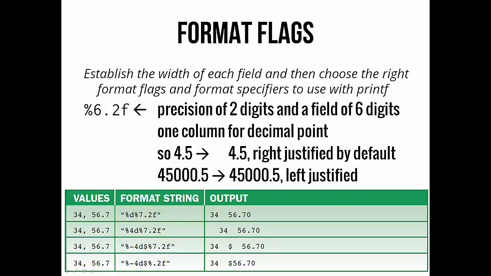But if you look at 45,000.5, on the other hand, that's actually bigger than the field that we specified for it. That's bigger than the 6-column field that we had said we were going to use. So it ends up not getting right justified. It ends up left justified. In general, when the width of the field is less than or equal to the string representation of the number, the string ends up getting left justified. And that same rule is in place when the field is totally omitted before the decimal point. So if we didn't even include 6 at all, if it was just %.2f.